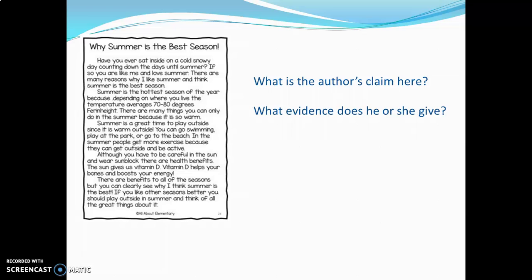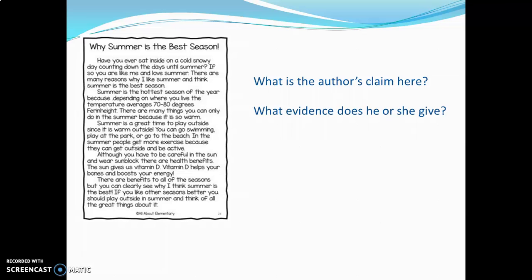Although you have to be careful in the sun and wear sunblock, there are health benefits. The sun gives us vitamin D. Vitamin D helps your bones and boosts your energy. There are benefits to all of the seasons, but you can clearly see why I think summer is the best. If you like other seasons better, you should play outside in summer and think of all the great things about it. So why did the author write this passage?